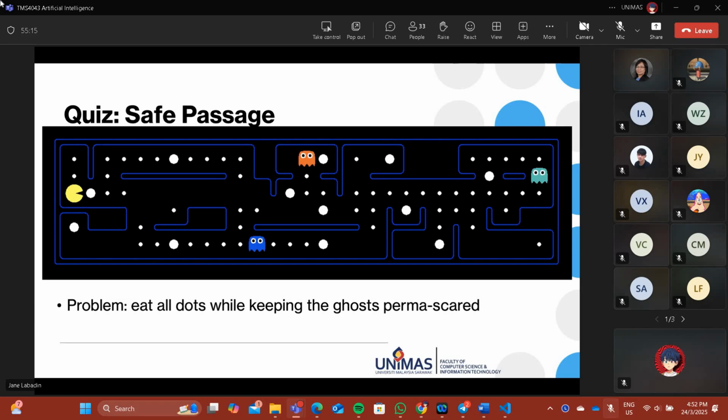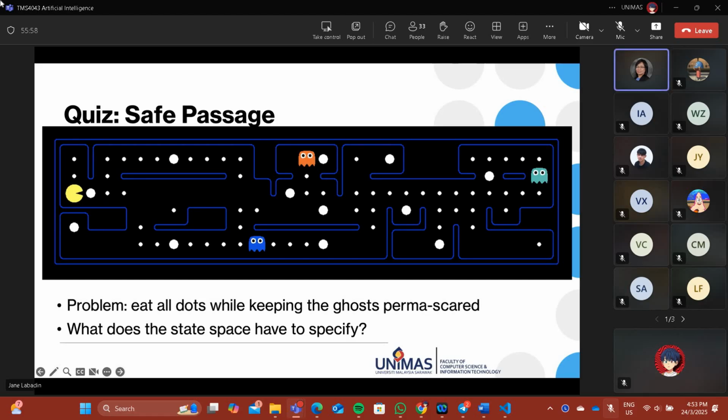What would be your safe passage if you need to eat all the dots while keeping the ghost scared of you? Because if you eat the dots, then it will run away from you. But if you don't have anything to eat, then it will go and scare you. So therefore the state would be, because even the ghost is moving, quite many that you need to consider as well, right?